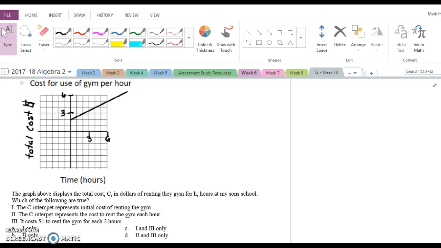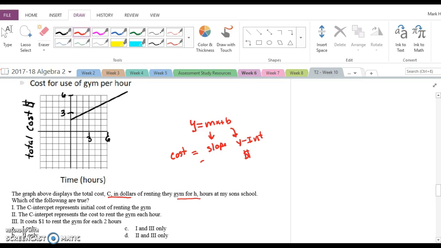So as we read this problem, we know that we are looking at cost in dollars for renting a gym for H hours. So we're thinking of a line, y equals mx plus b, where m is our slope and b is our y-intercept. And in this case, y would equal cost. So our y-intercept would be in dollars, and our slope would be in dollars per hour.